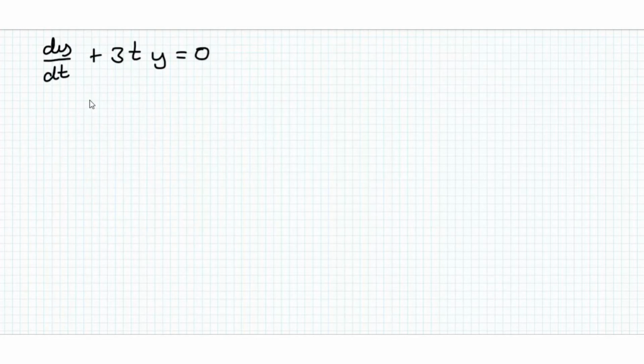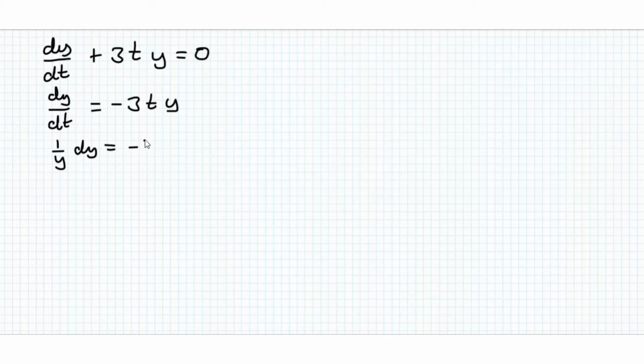Right, so this time we're differentiating y with respect to t rather than differentiating x with respect to y. And to get this in the form of a separable ODE, we're going to subtract 3ty from both sides. So now we've got a function minus 3t multiplied by y. So I'm going to divide by y and bring this dt up. So 1 over y dy equal to minus 3t dt.